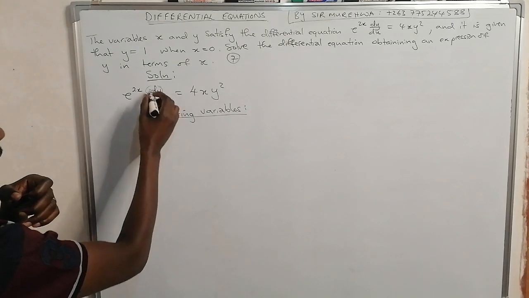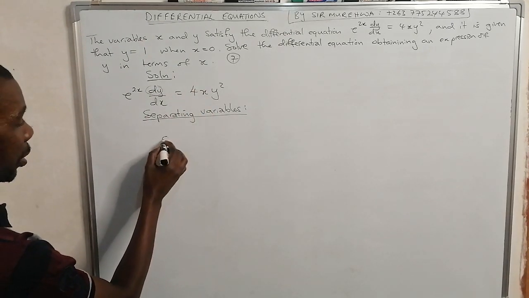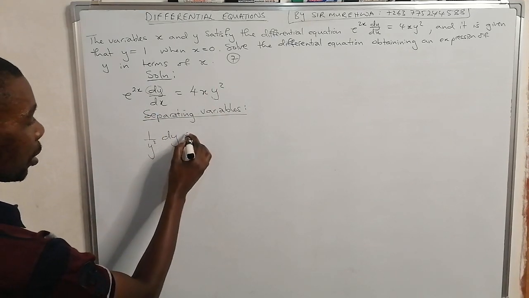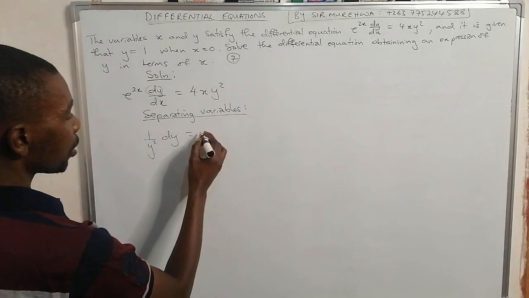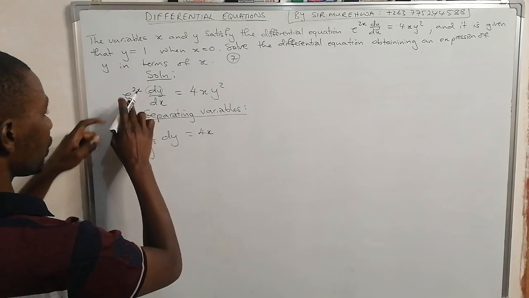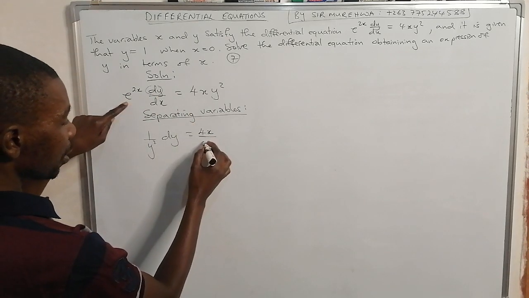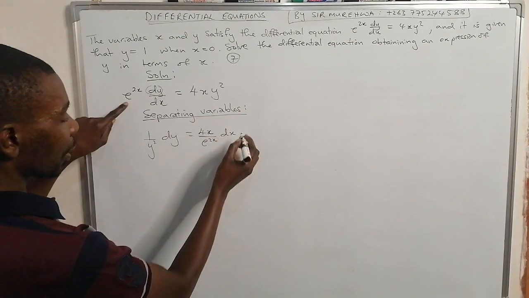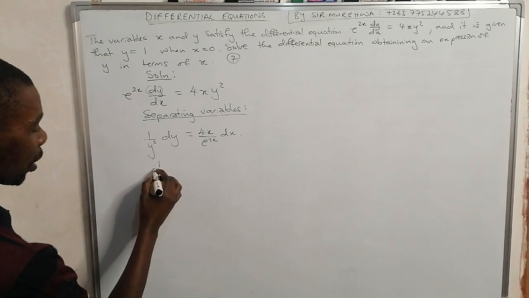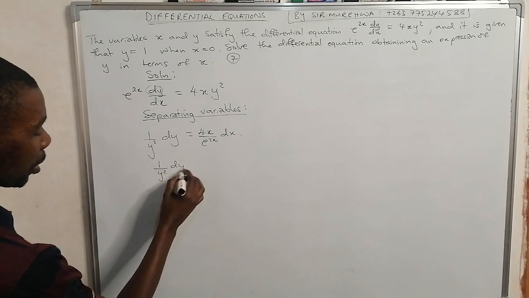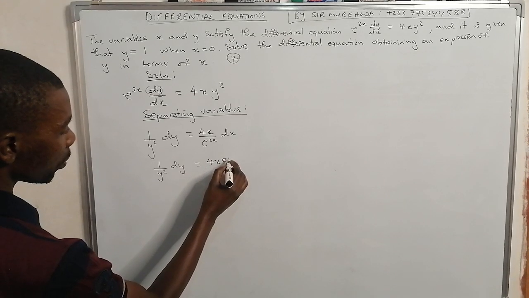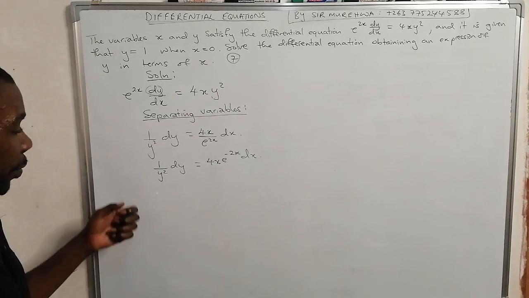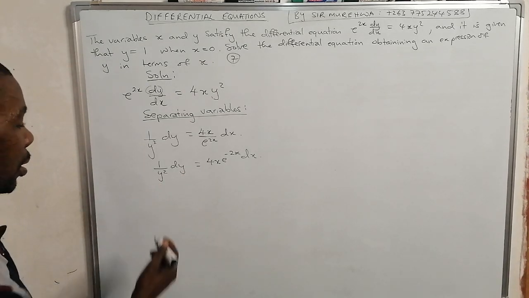So here we have dy, dx will go this side. In this case we have dy, so y will come this side: 1 over y squared equals, here we have 4x, then we have e to the power 2x, which will be dividing here, times dx. So this can be written as 1 over y squared dy is equal to 4x e to the power negative 2x dx. Now, after separating variables, we integrate both sides.